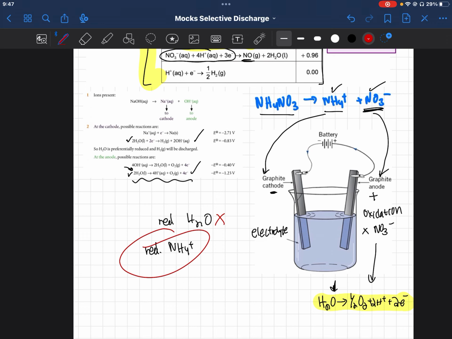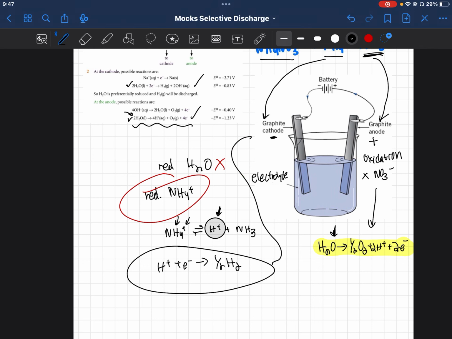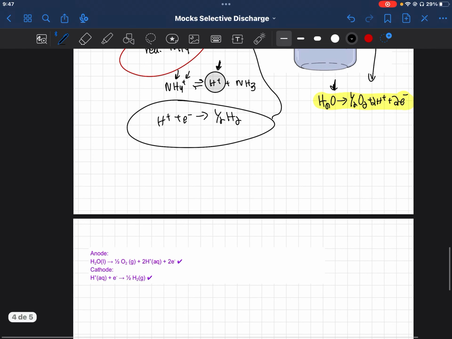So all I can look at is the reduction of NH4 plus. Well, NH4 plus, let's think about how that would exist in solution. It would exist in equilibrium with H plus and NH3. So they don't bother giving me NH4 plus, but they do bother giving me information about H plus, which is also going to be there in solution. Because I have NH4 plus, it's aqueous, it's going to break up. And so H plus plus an electron yielding 1/2 H2. Well, out of these three equations that they gave me, this is the only reaction that could be happening at the cathode. So that leads me to the anode.